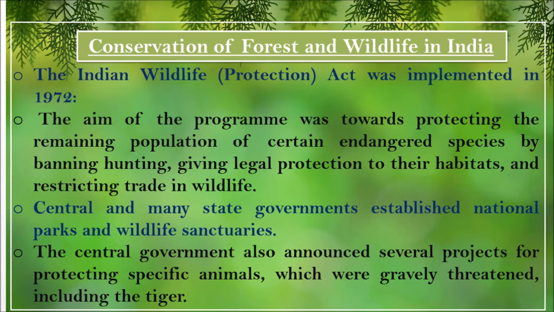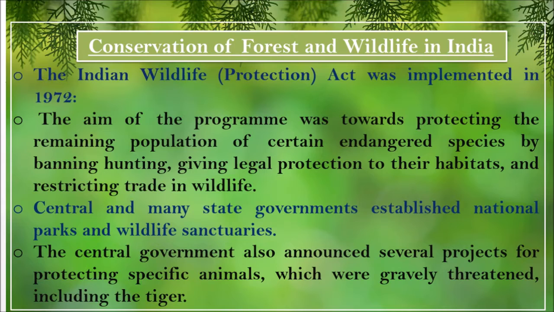And now, because of this, various provisions were provided for protecting habitats. Okay, children. So this is how and when the Indian Wildlife Protection Act was implemented in 1972. For what? Protecting the habitats like wildlife and forests. So the aim of the program was protecting the remaining population of certain endangered species by banning hunting.